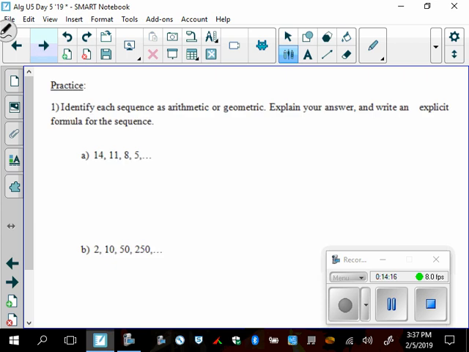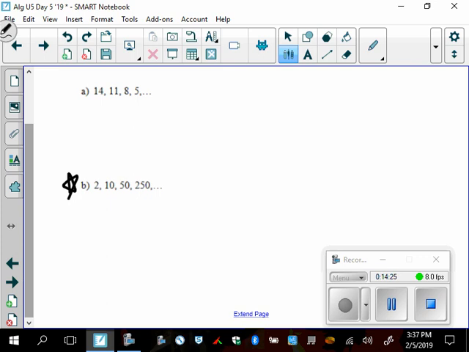So the last thing that I want to do with you, and hopefully you'll do the homework after this, is this practice. I want to go down here to B. I want you to figure out, is this adding or multiplying? If it's adding, what's the common difference? If it's multiplying, what's the common ratio? Off you go. Really, try and figure it out.